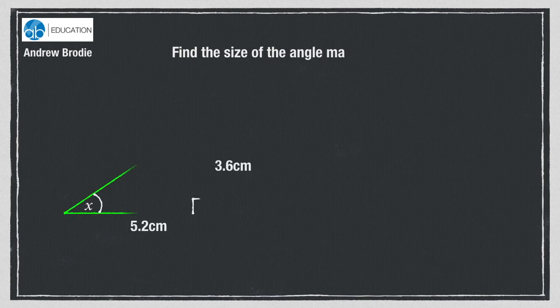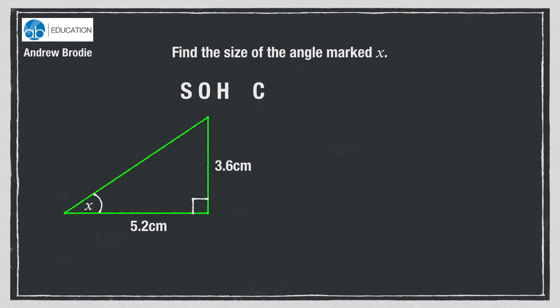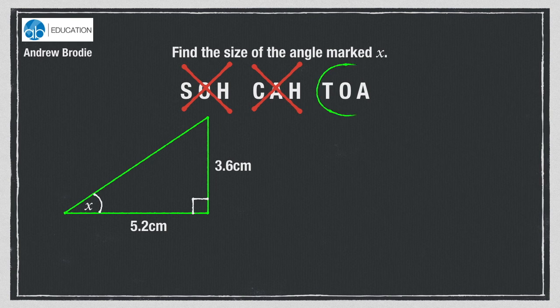Here's another triangle. You need to decide whether to use sin, cos or tan to find the missing angle. You could pause the video while you complete the activity. We know the sizes of the opposite and the adjacent. We can't use sin because that uses the opposite and hypotenuse. We can't use cos because that uses the adjacent and the hypotenuse. The only one we can use is tan because that links the angle to the opposite and the adjacent.